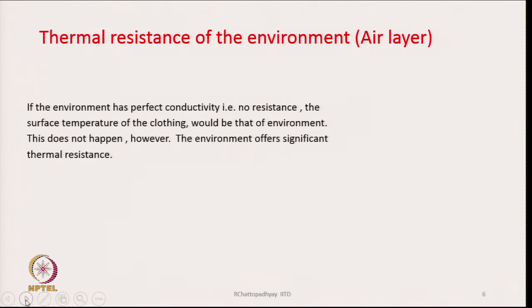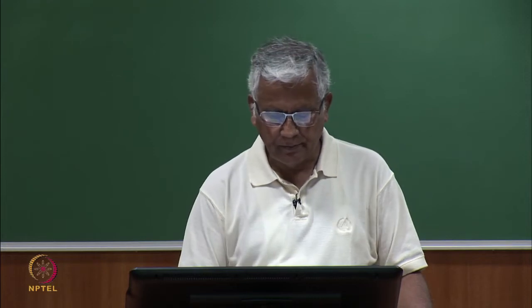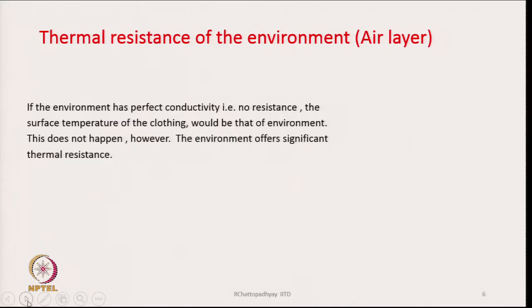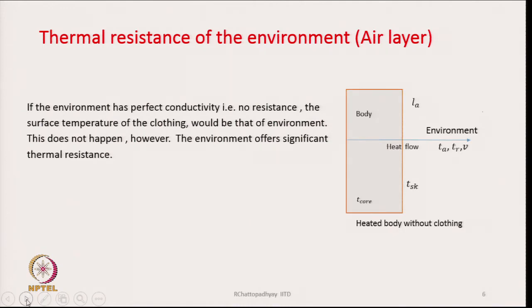Now comes the thermal resistance of the environment, that is, the air layer. If the environment had perfect conductivity, that is, no resistance, the surface temperature of the clothing would be that of the environment, because the surface of the clothing is in contact with the outside air. So, we would expect the clothing surface temperature and air temperature to be the same, but that does not happen. The environment offers significant thermal resistance. That basically means that the boundary layer of air is actually giving certain resistance.